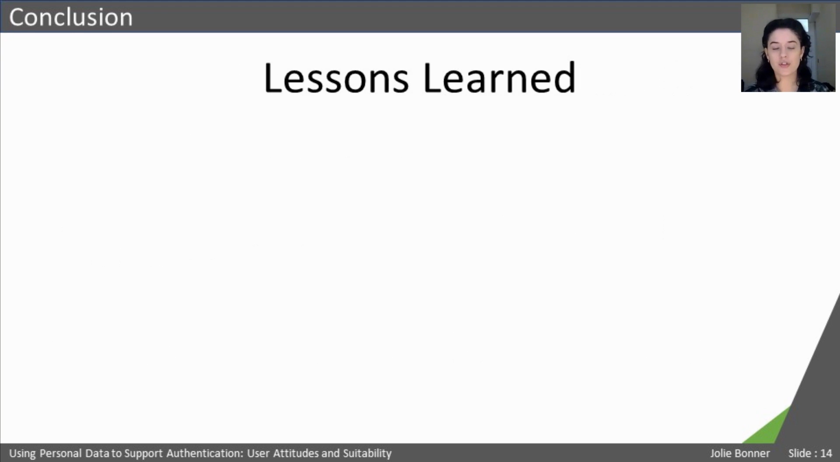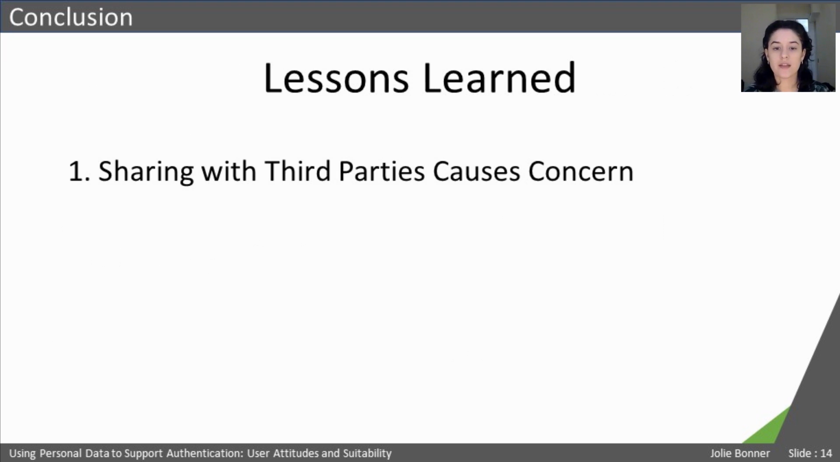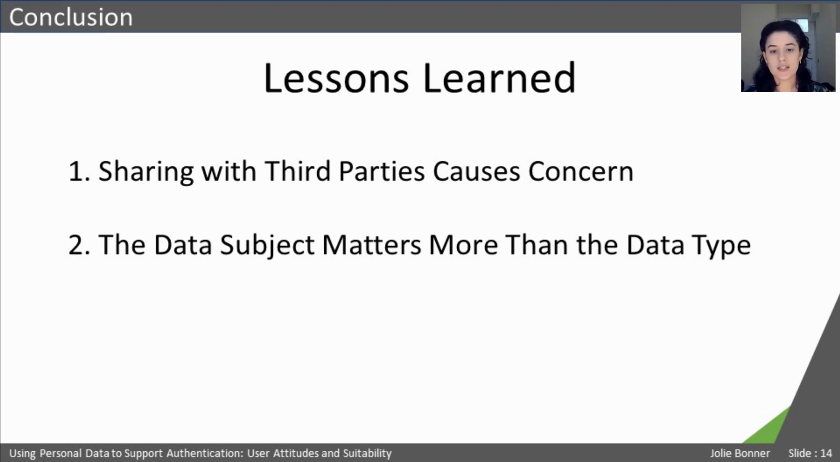Our paper is concluded with 3 lessons learned. 1, that sharing the data across parties causes concern for users. Users who are okay with Spotify accessing their music listening history may not be okay with their bank accessing that same data. 2, that the data subject matters more than the specific data type. Some data is just too sensitive regardless of opinion on the overall data type.